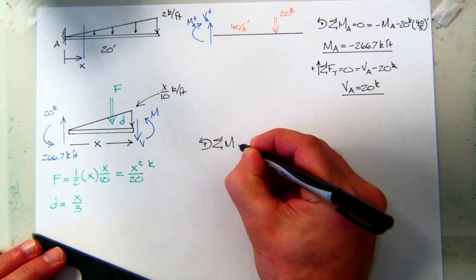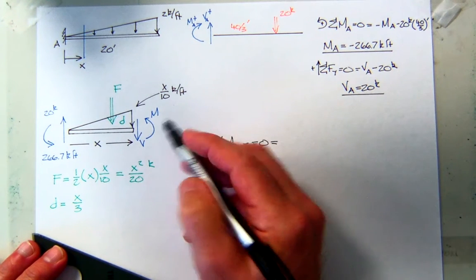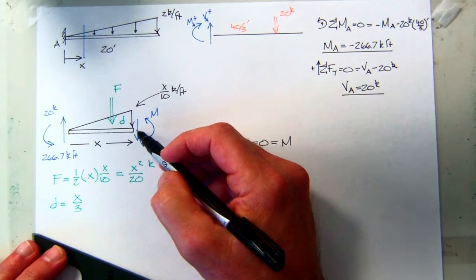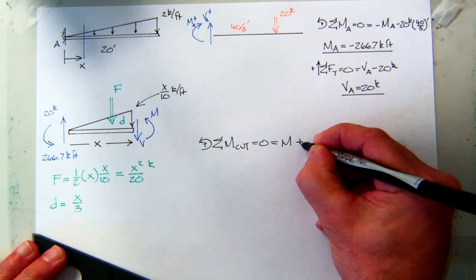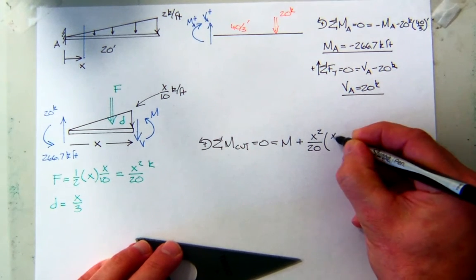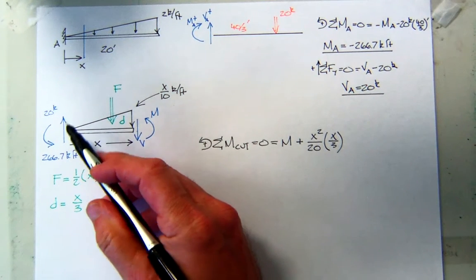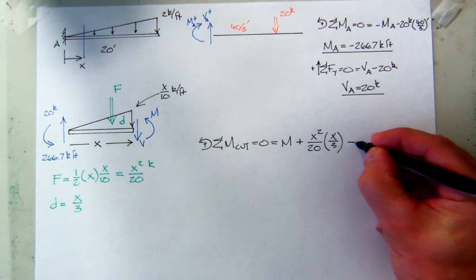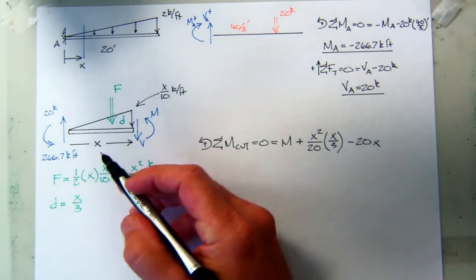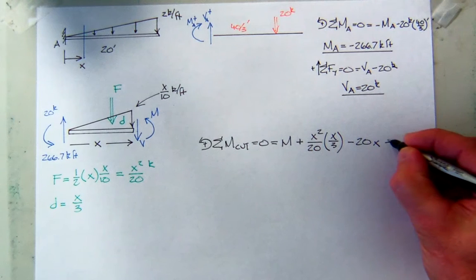Sum moments about the cut. So look at my free body diagram. The moment is positive. The force about the cut is positive, and the force is x squared over 20. And the moment arm is x over 3. Then you go all the way down here to the end. You've got my shear force creating negative moment. It's 20. And what's the distance? X. And then don't forget all the way out here on the end, the 266.7. With this sign convention, it is positive.